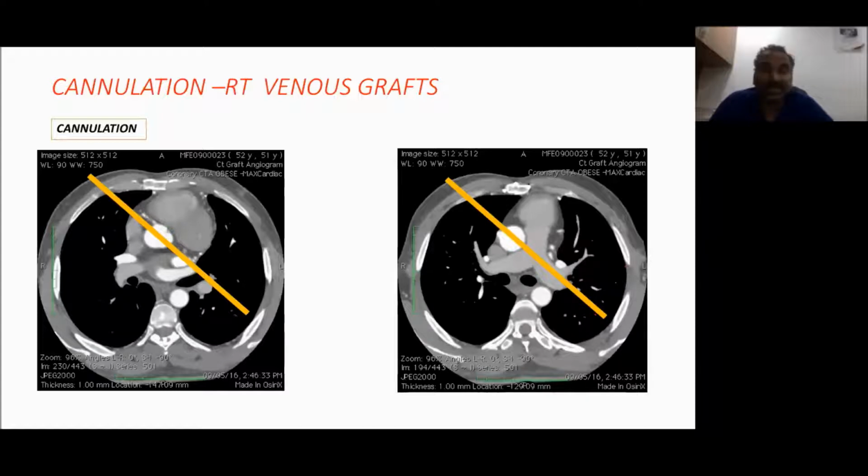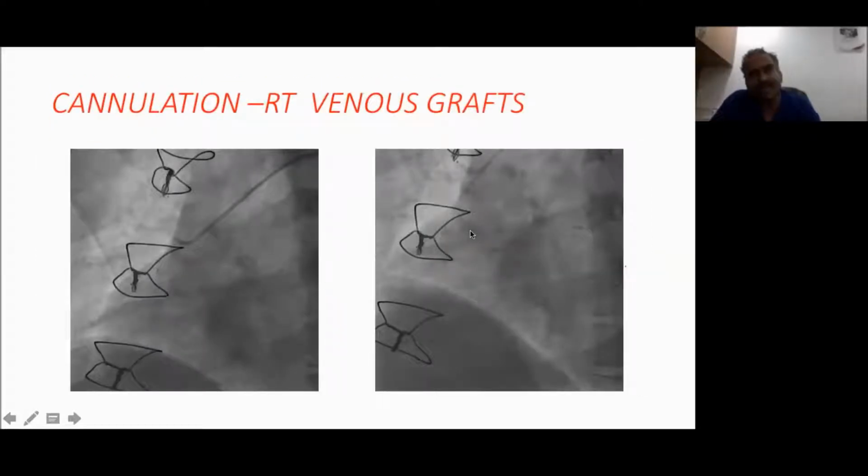And coming to the right venous grafts, as I already discussed, you can see the relation of the native RCA to the right venous graft. Both are well visible in an LAO view. This yellow line indicates the LAO view. See how the LAO view transects your aorta. Your venous graft and RCA are exactly on the right end of the transection. That's why the LAO view works for cannulation of the right venous graft.